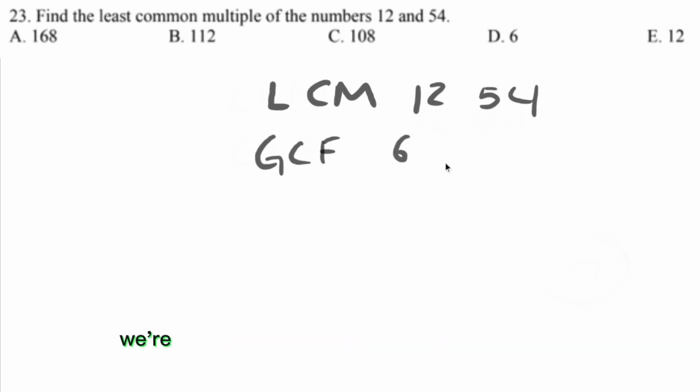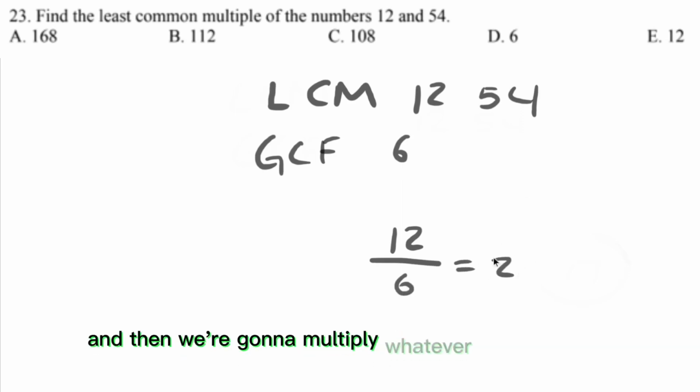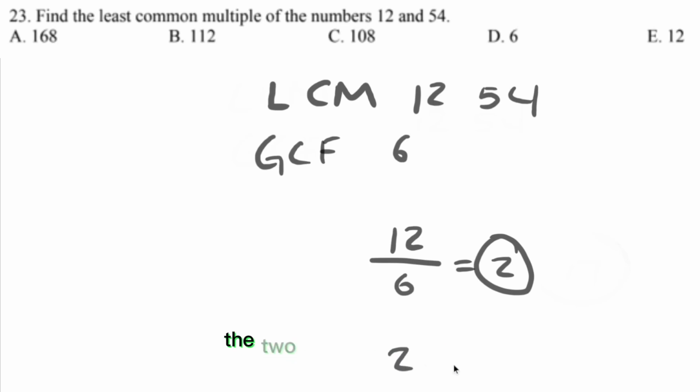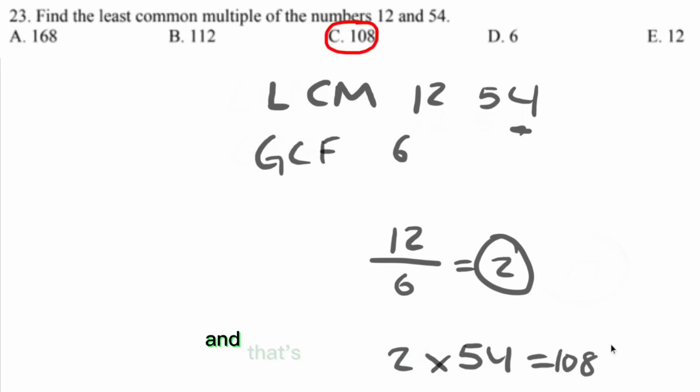Now all we're going to do is divide one of these numbers by 6. So let's take 12, divide this by 6, and you get 2. And then we're going to multiply whatever the product is, so in this case, 2, times this number, which is 54. And you get 108. And that's your answer.